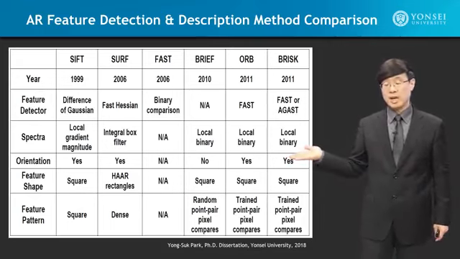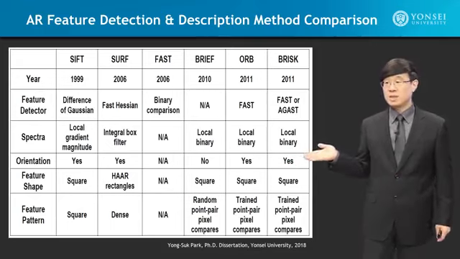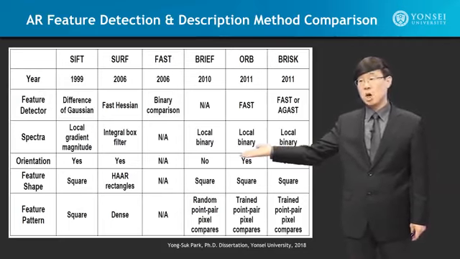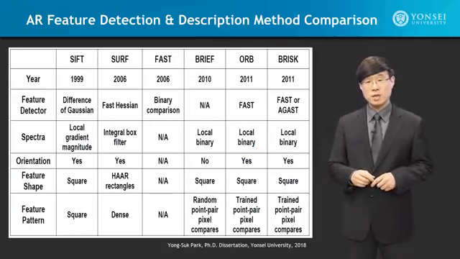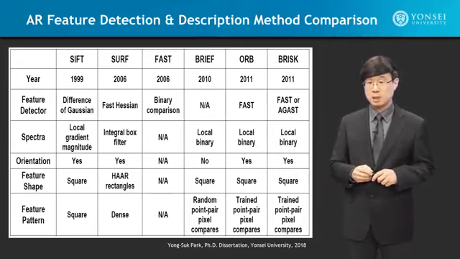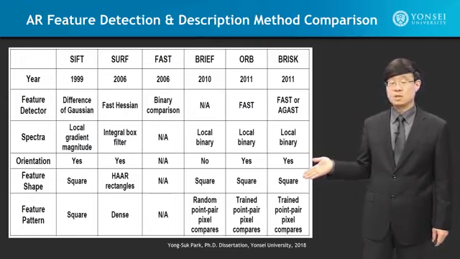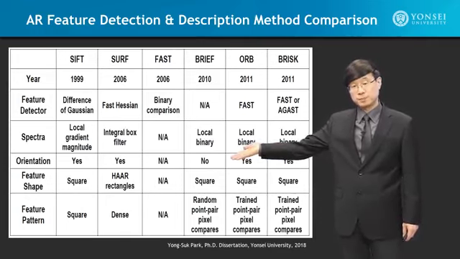Then comes the orientation. Does it use orientation processing? And the answer is yes for all, but you'll see a not applicable and a no for BRIEF and FAST. So therefore, all the others have the orientation processing mechanism included. Then feature shape. Looking over here, SIFT as well as BRIEF, ORB, and BRISK use the square, and SURF will use the Haar rectangles.